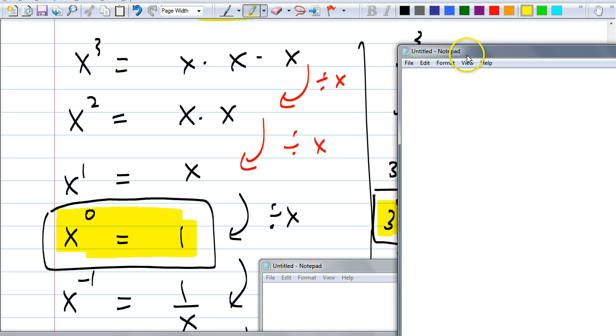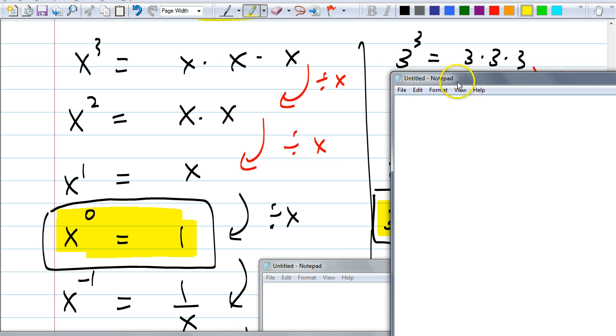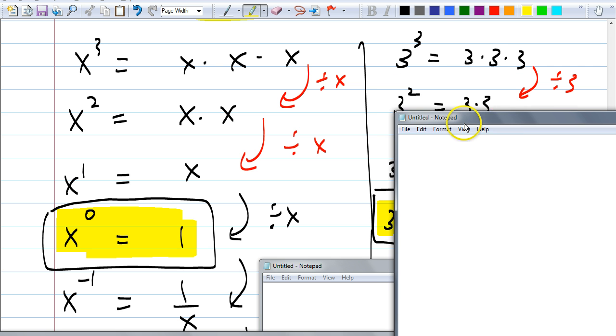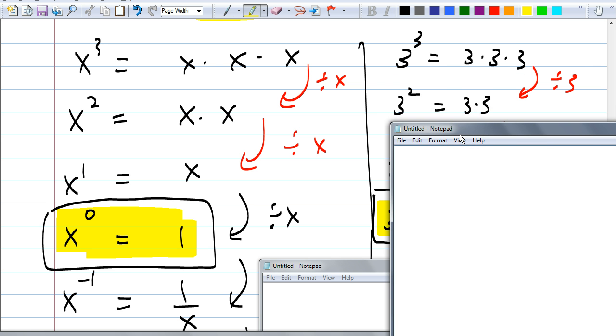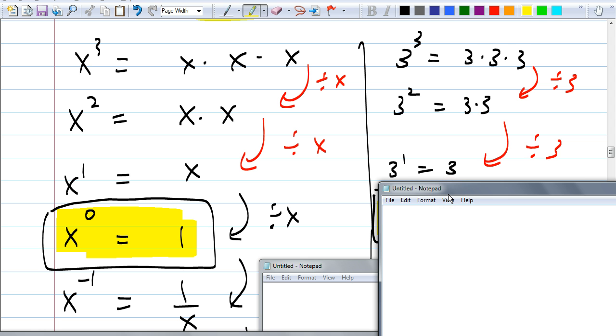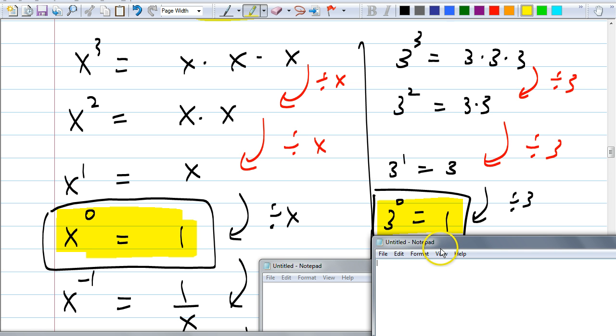Now, would it work for numbers? Sure. 3 to the third power means 3 times 3 times 3. Guess what 3 to the second power means? 3 times 3. And aren't you dividing by 3 from the previous? 3 to the first is simply 3. What's 3 to the 0 power then? It'll be 1, right? 3 divided by 3 is 1.